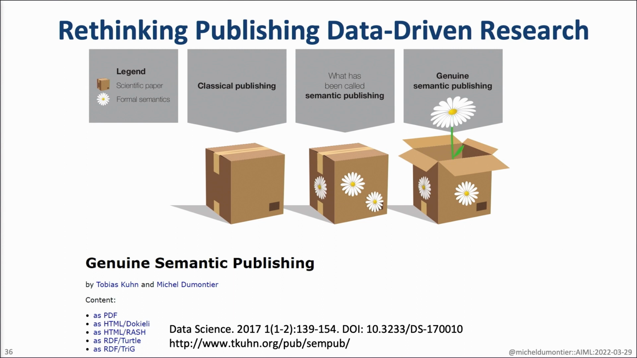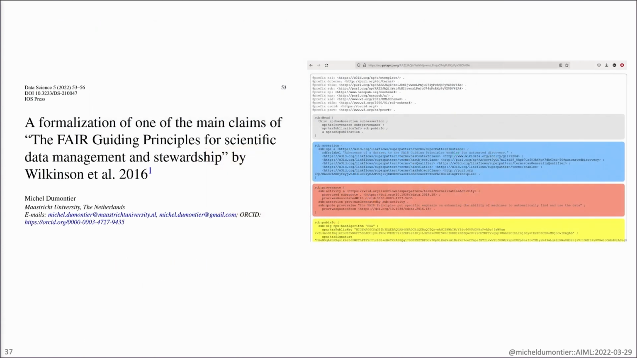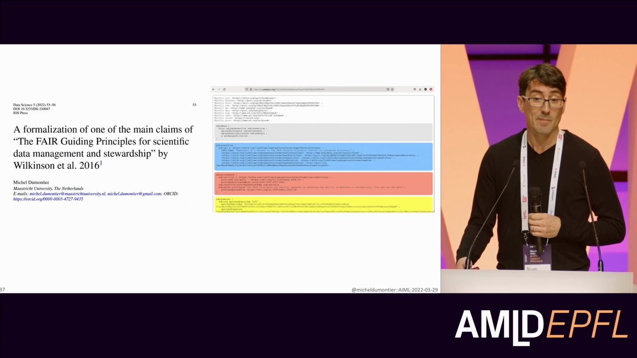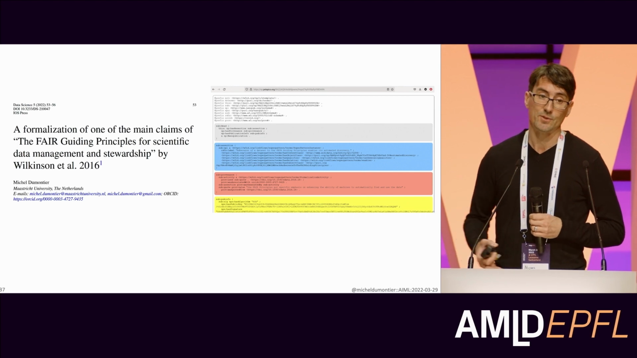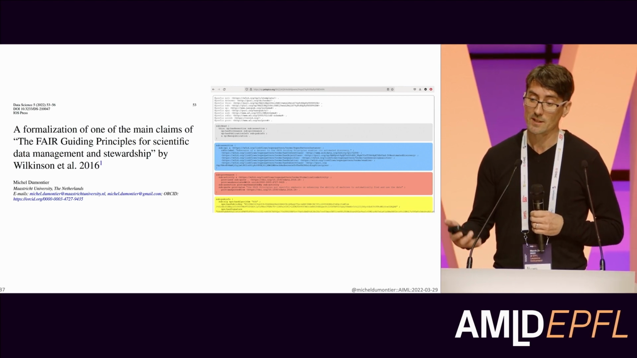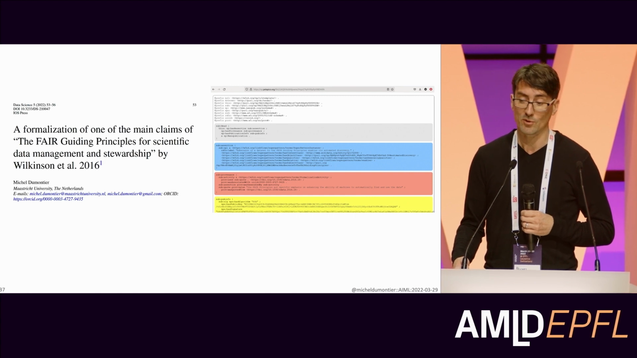Together with my colleague Tobias Kuhn, we have launched a journal called Data Science, and the idea in this journal is to develop methods and to promote the publication of structured knowledge from the start. This is what we call genuine semantic publishing, where the article is a database around which we write a narrative. Already we have just published one article which was automatically generated from a structured description of the main claims of the FAIR guiding principles, and many other researchers are now looking at their own articles and trying to publish structured representations of these, which immediately feed into our global knowledge graph.